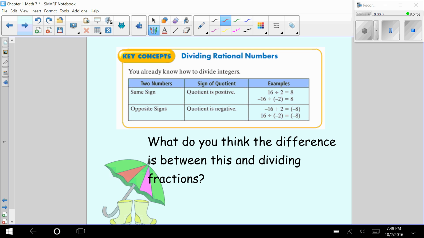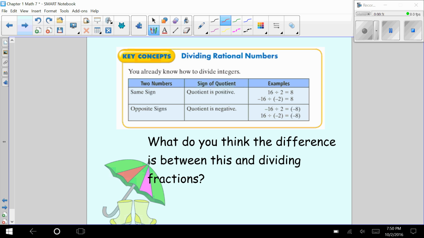So we already know how to divide integers. If they have the same sign, the quotient is positive. So 16 divided by 2 is 8, and negative 16 divided by negative 2 is 8 also. If they have opposite signs, the quotient is negative. So negative 16 divided by positive 2 is negative 8, as well as 16 divided by negative 2 is also negative 8. So what do you think the difference is between this and dividing fractions?